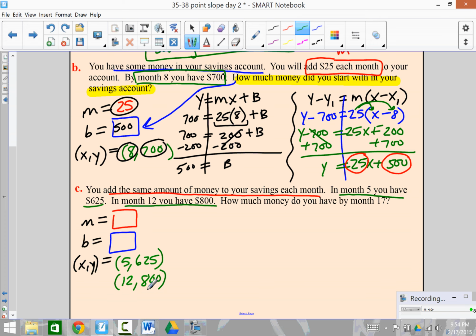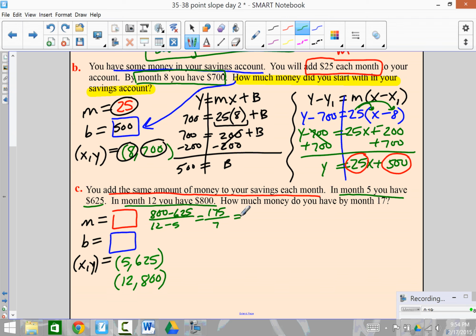If I have two ordered pairs, what should I be able to find? I should be able to calculate the slope. So let's calculate the slope then. y1 minus y2, and then x1 minus x2. So 800 minus 625 is 175, and 12 minus 5 is 7.